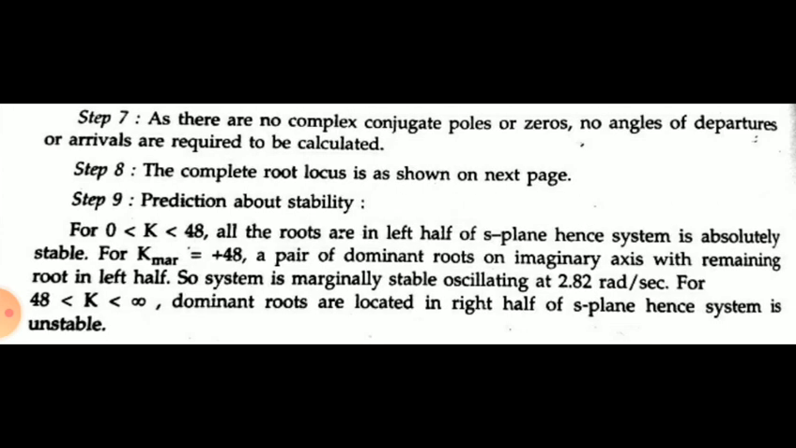Now we will see the prediction about stability. So for k in between 0 to 48, all the roots are in the left half of S plane. Hence the system is absolutely stable. For k marginal, that is equal to 48, a pair of dominant roots is on the imaginary axis with remaining roots in the left half. So the system is marginally stable, oscillating at 2.82 radian per second. And for the value of k above 48, or in between 48 to infinity, dominant roots are located in the right half of S plane.